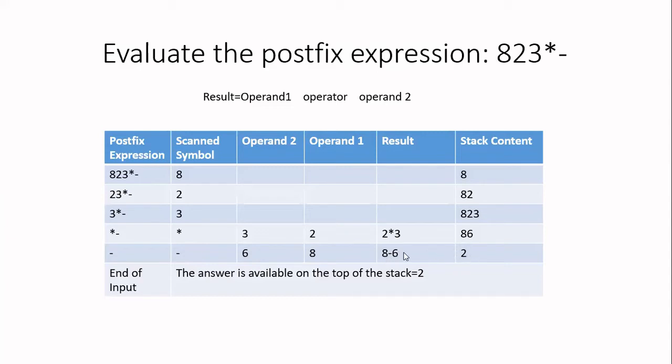So what you have to do, this 2 should be pushed into the stack again. Already you have popped 8 and 6. The stack is empty now. When you get the answer 2, push the answer 2 on the stack. So you will have only one number, 2, on the stack now. Now you see your expression. The postfix expression has reached the end. So end of input is reached.